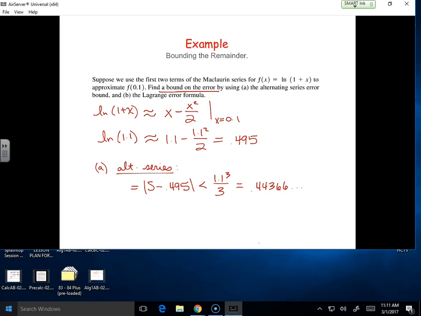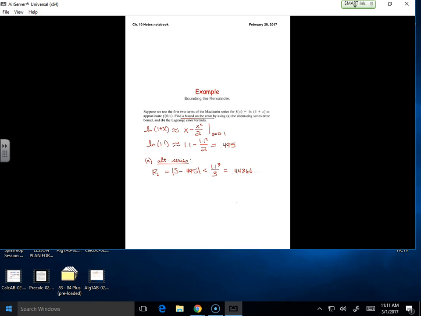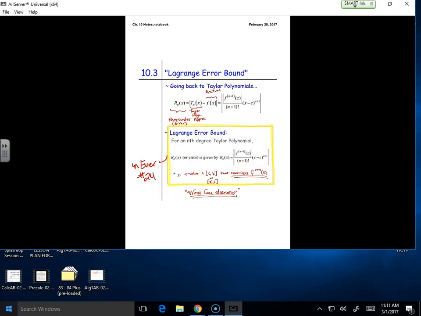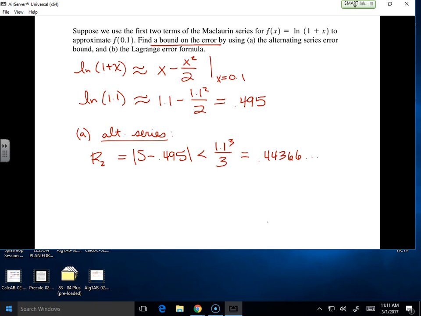This is the remainder. We can say the second remainder, aka the remainder resulting from the second degree Maclaurin polynomial. What's the notation according to our book? R2 of x. So R2 of 0.1.